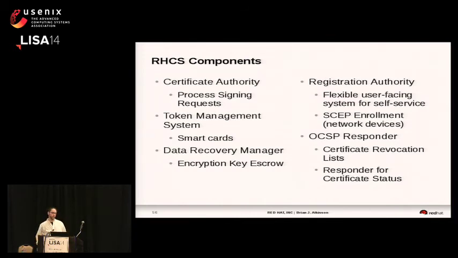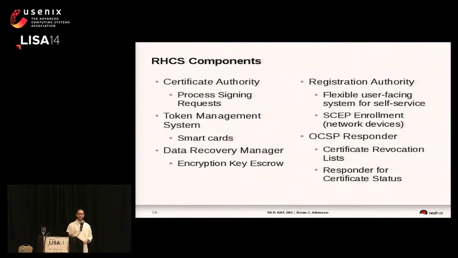There's a registration authority, and this is simply a front end to the certificate authority. So the RA just front ends the CA. And this is more flexible. You could modify it for whatever your needs are. If you want to use SCEP, which is a simple certificate enrollment protocol for networking devices to receive certificates, you could use the registration authority. And then finally, the OCSP responder.